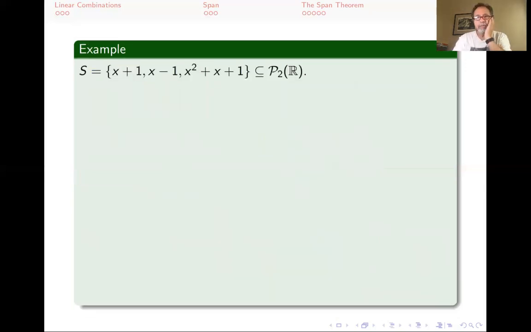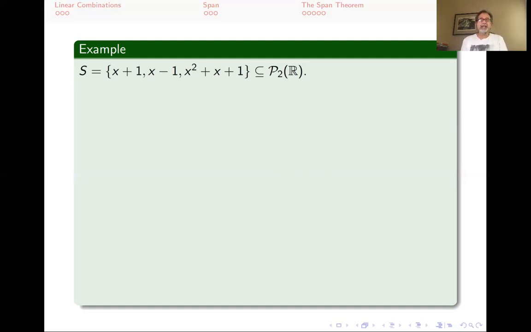Here's another example by which I want to point out another technique. I have a set S that has 3 elements in it. This time the vector space is polynomials of degree less than or equal to 2. These 3 elements are x plus 1, x minus 1, and x squared plus x plus 1. Remember, in vector spaces, the elements are vectors. So each one of these is a polynomial, but it's also a vector. X squared plus x plus 1 is one vector, x minus 1 is one vector, x plus 1 is one vector. So S has 3 vectors in it of polynomials of degree less than or equal to 2.